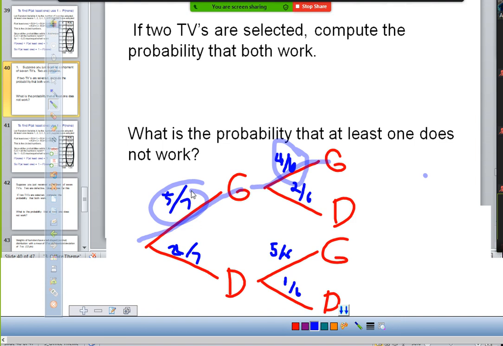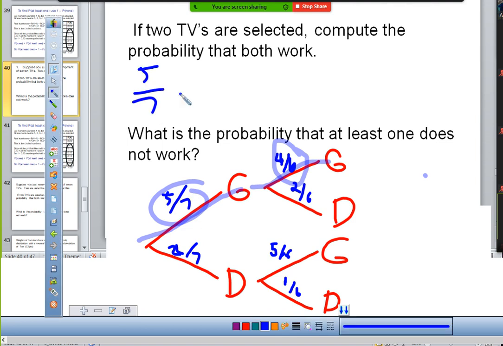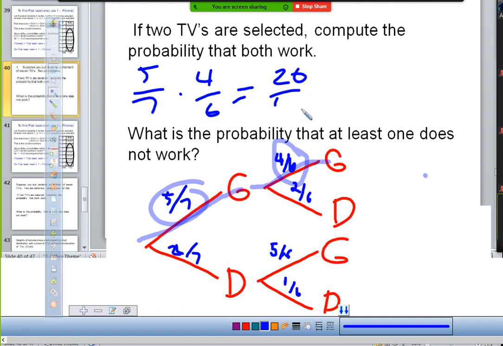And of means multiply, so I'm going to take my 5/7 and multiply by my 4/6. And you can reduce early if you want. That's right. Well, let's do 20 out of 42. That's easier. If you found that as a decimal, you'd end up with 0.476. And then, what's the probability that at least one does not work?